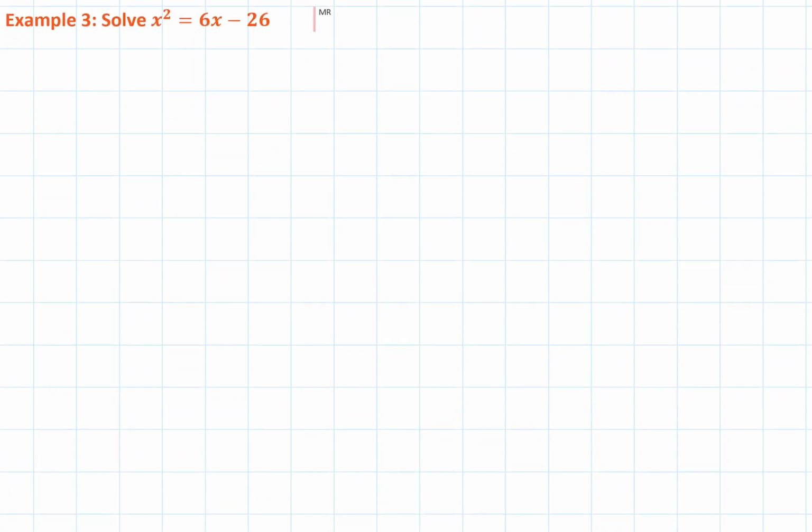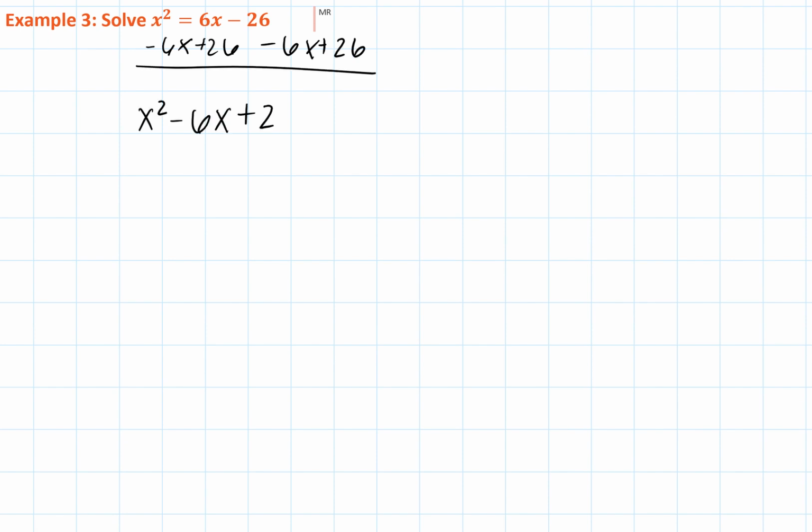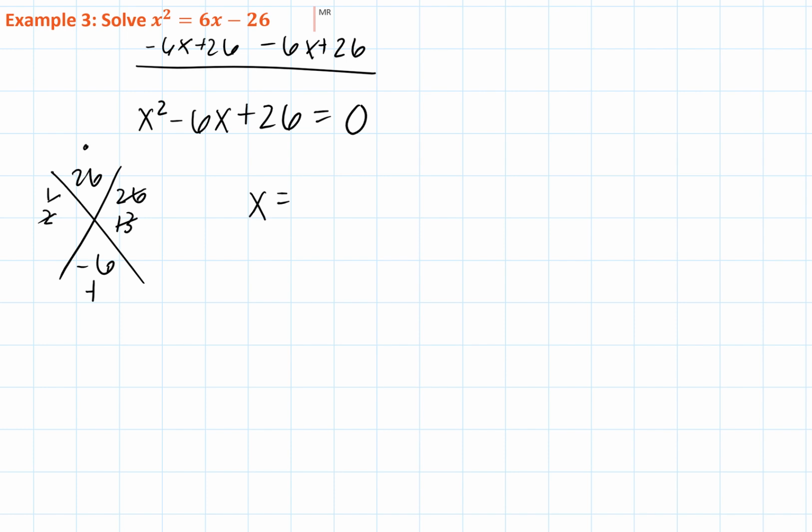This will be our final example of the day, since today's lesson simply builds on the last couple days' lessons. Let's get both terms on the same side of the equation. We want one side to be set equal to 0. Factoring is faster, so let's try it out. Multiples would be 1 and 26. Those aren't going to add to negative 6. 2 and 13. That won't work. Okay, factoring won't work. Let's use the quadratic formula.